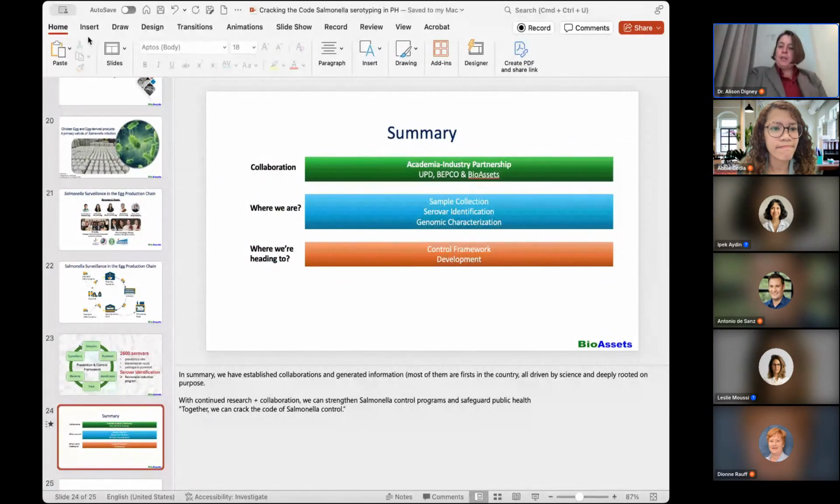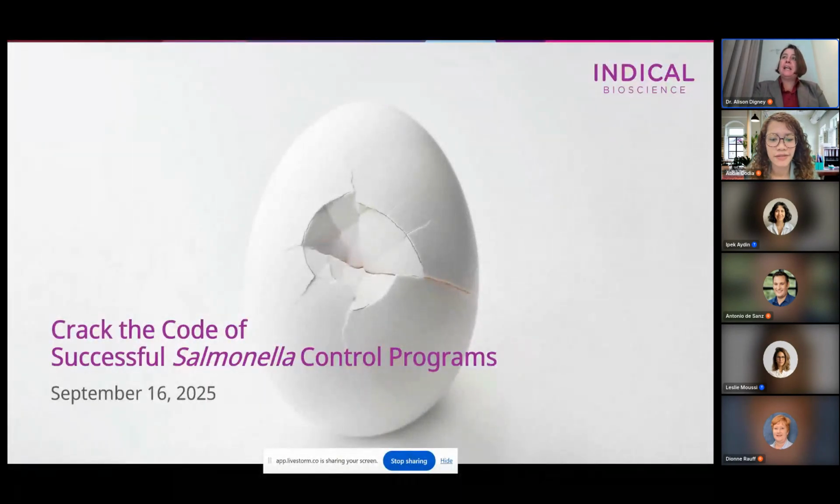Thank you so much, Abby, for your presentation. And I think it really shows how important serotyping is in the overall understanding of what's happening at a country level, from both South Africa and the Philippines.